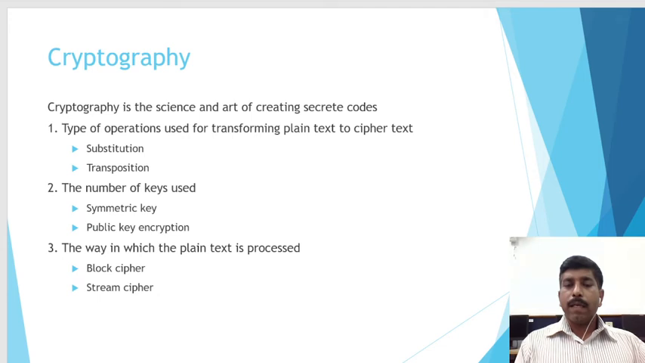In substitution, each element in the plaintext is mapped into another element, whereas in transposition, elements in the plaintext are rearranged. The second type is the number of keys used. Here, if the sender and receiver use the same key, then it is said to be a symmetric key. Symmetric key can also be called single key, or conventional encryption. In this case, usually the sender and receiver both use the same key.